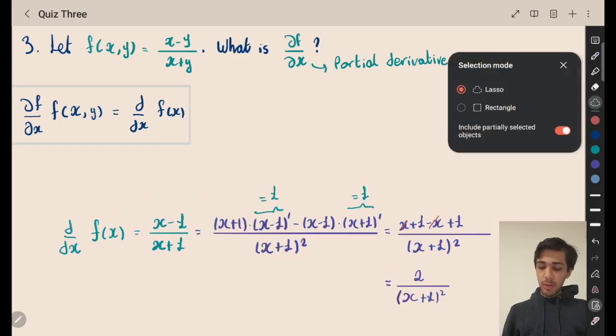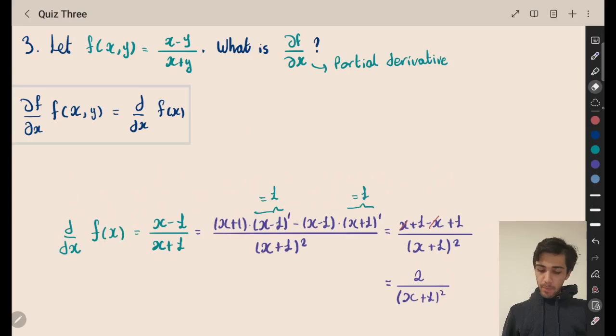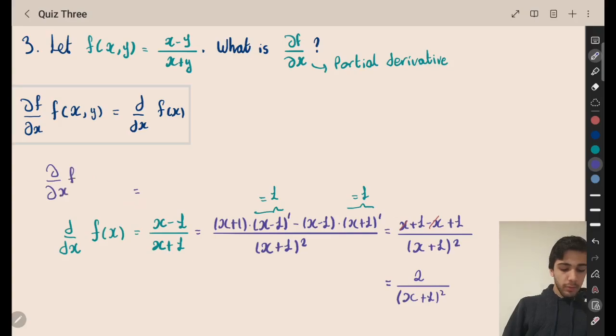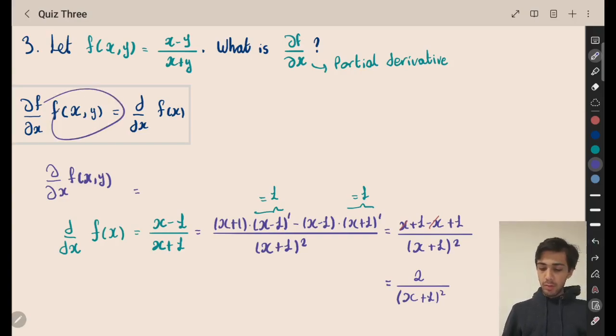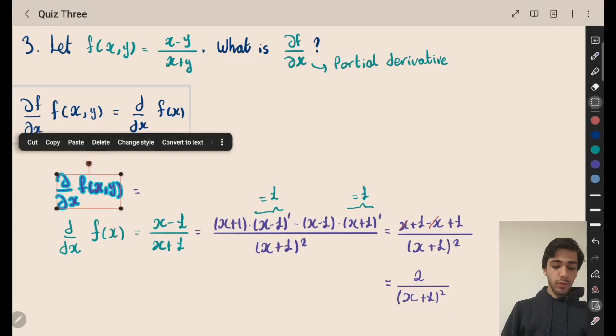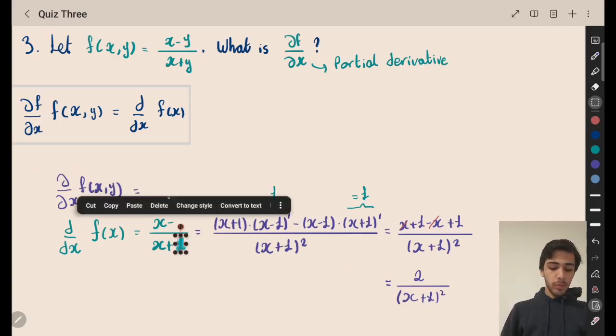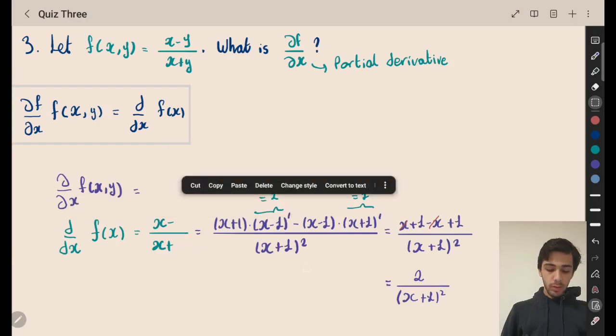Let me be more precise. So this total derivative is the partial derivative of f of x, y. This is what I've stated here. Very important. Now, I promised that I would plug in 1 as an example, but in principle, it could be any constant.